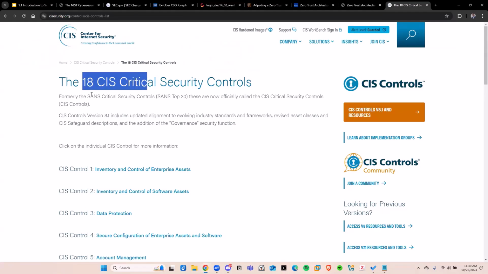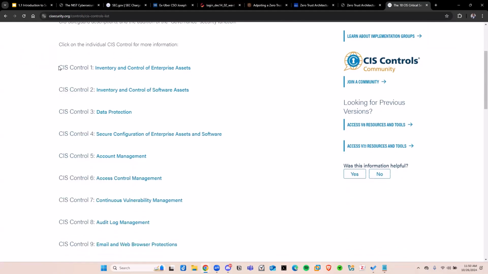Top 18. Again, they used to call this top 20. Top 18 controls that, if you do them, you are going to win, no matter what industry you're in. You do these, there's no doubt you're going to be way better off. And guess what they said? 1 and 2: inventory of your hardware, inventory of your software.